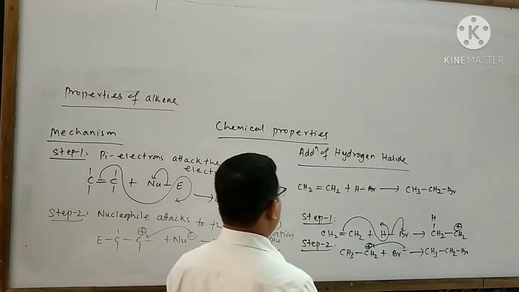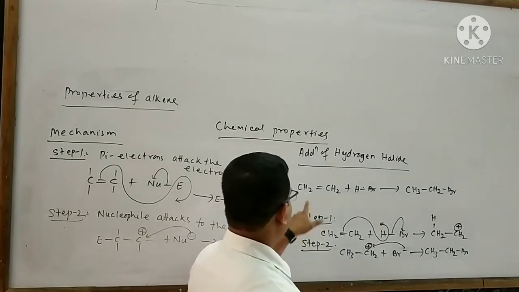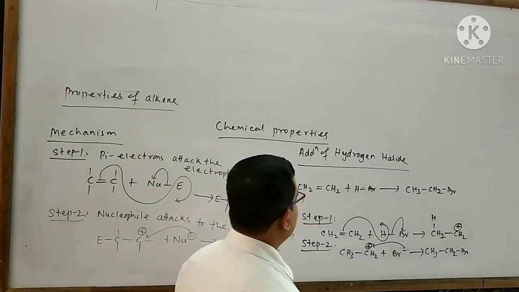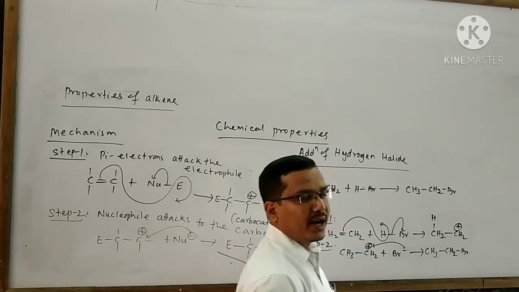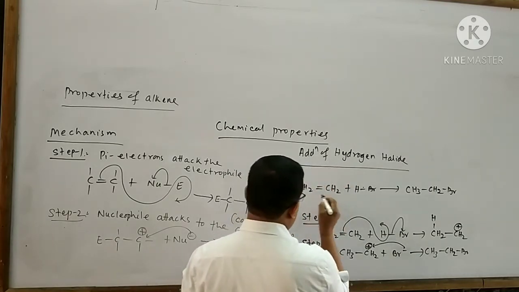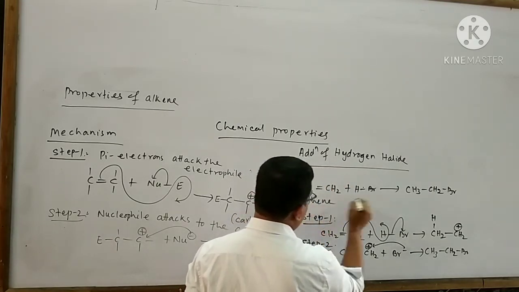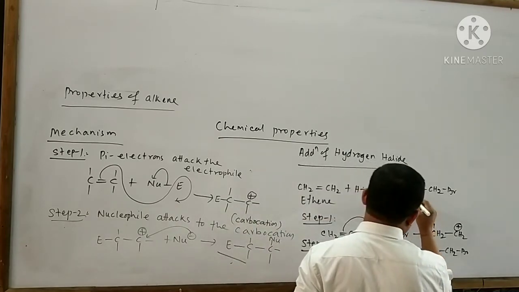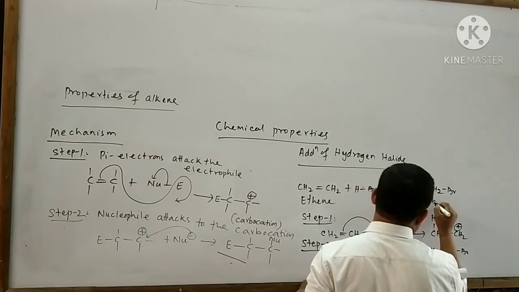So I can write a statement for this reaction. When ethene undergoes reaction with HBr, then ethyl bromide is formed. The name of this reactant is ethene. The name of this product is ethyl bromide.